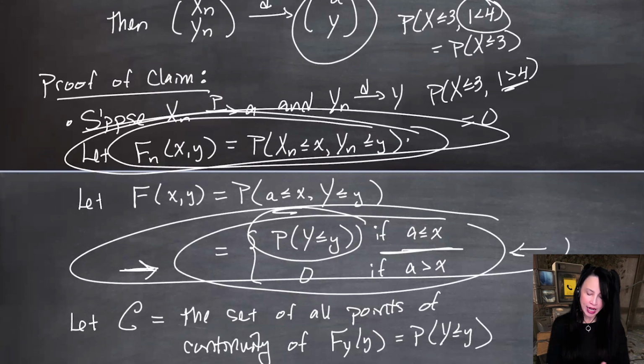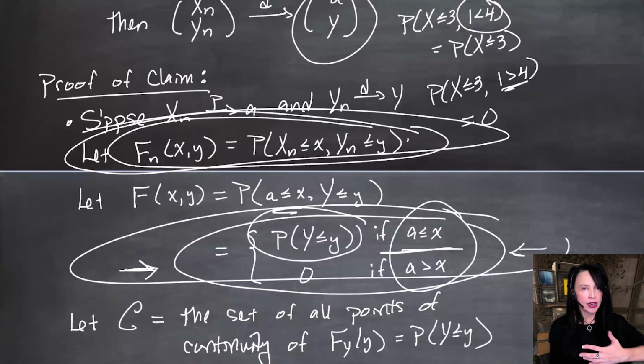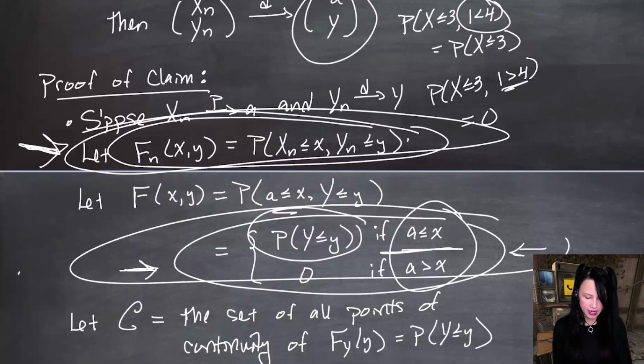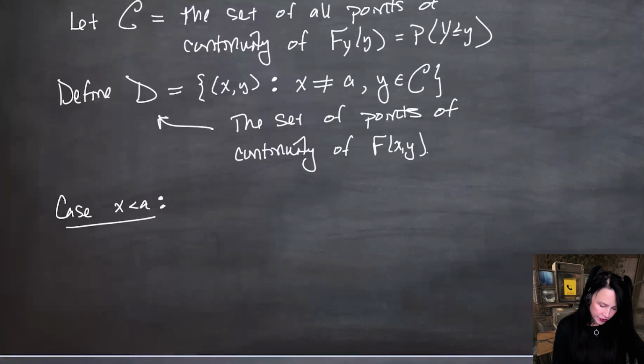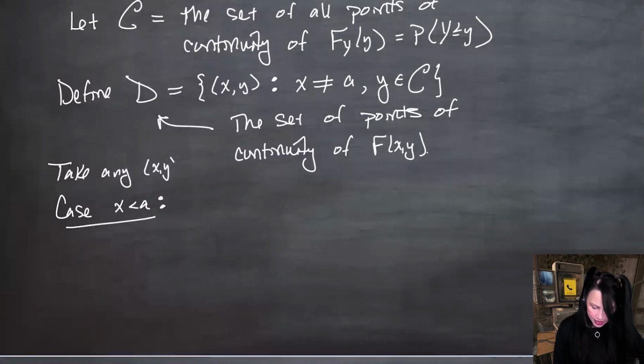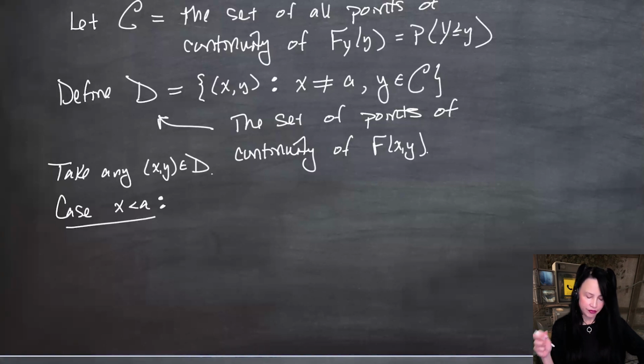So there is a sort of breakdown here when x equals a. I'd like to consider two cases. I actually don't want to consider when x equals a because that's a point of discontinuity. So I want to consider when x is less than a and when x is greater than a. In both of those cases, if I can write down an expression for this CDF and take a limit and get this, then we're done. So let's do the x less than a case first. I guess above this, I should take a point that we're going to look at. So take any x, y in this set D. We want to show that the limit of Fn of x, y is F of x, y.